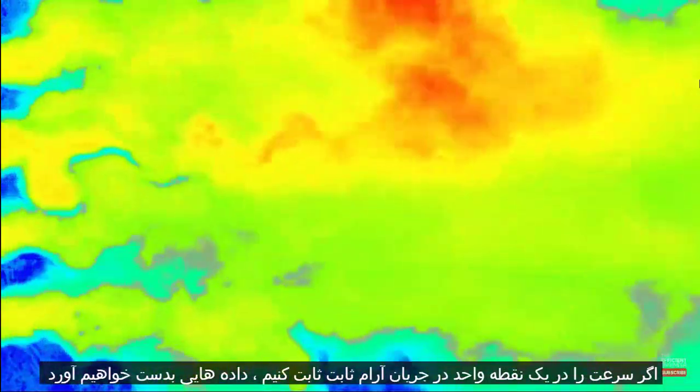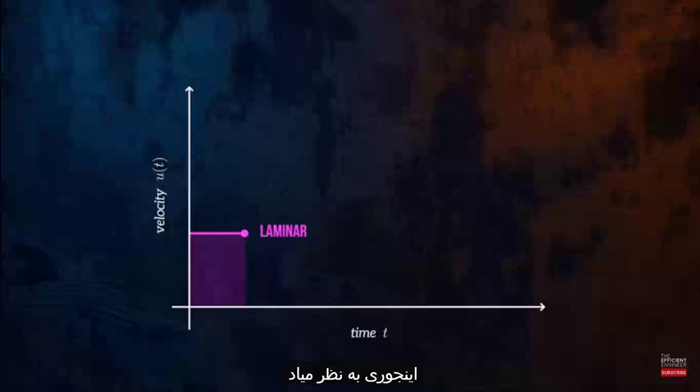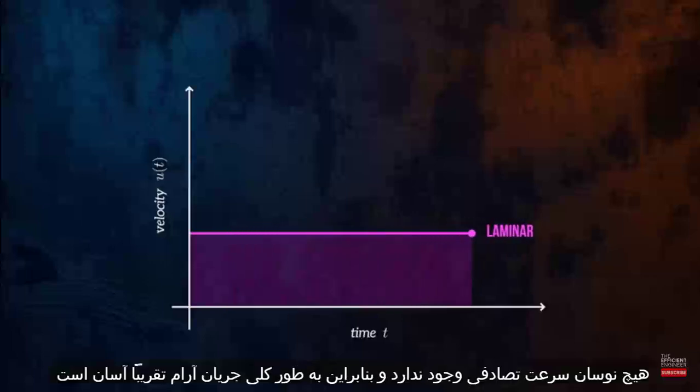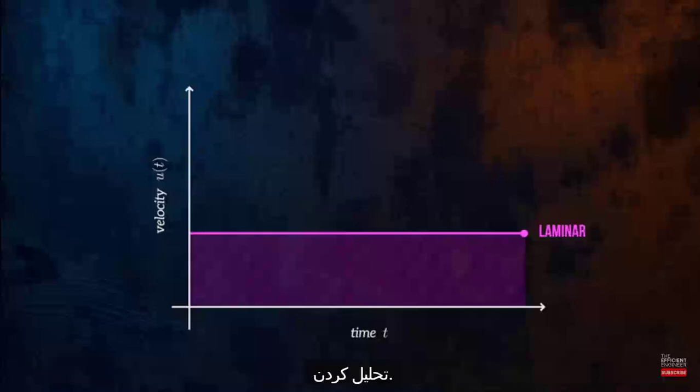If we record the velocity at a single point in steady laminar flow, we'll get data that looks like this. There are no random velocity fluctuations, and so, in general, laminar flow is fairly easy to analyze.